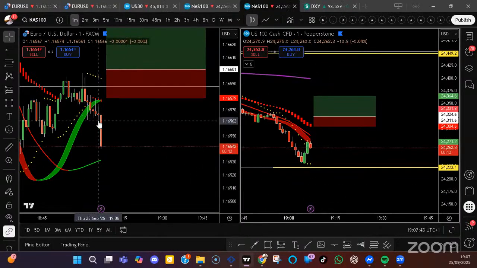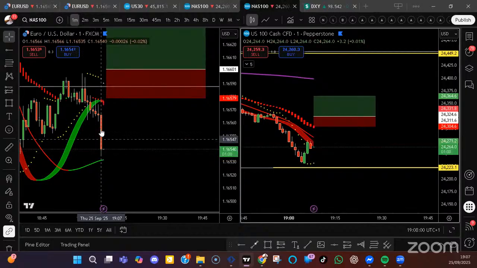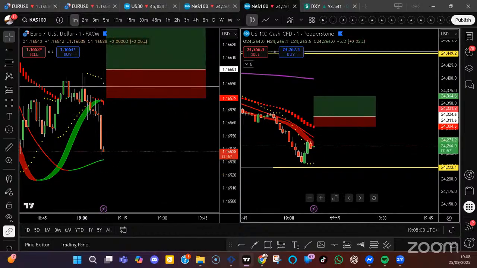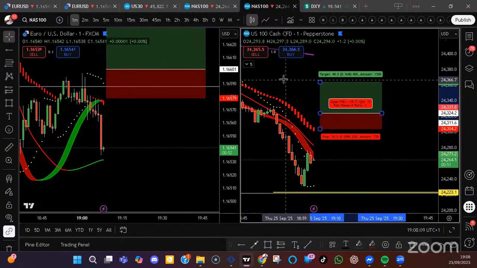That has to be a bit of news. President Trump stamped his foot or something. But having said that, it's only a 4-pip move. Nothing to see here, really. Okay, so that's where we are.